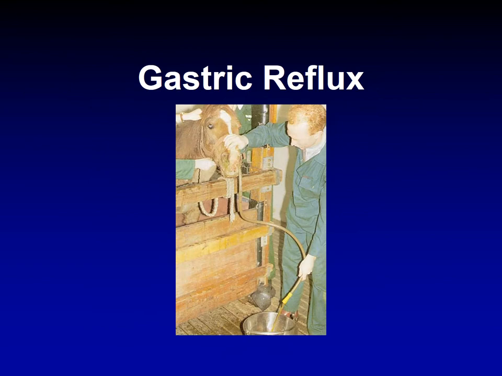One of the procedures that we need to remember is to do a gastric reflux, to basically intubate the horse. So pass a nasogastric tube all the way to the stomach and try to get some of the stomach contents, so you can test them to see if they are acidic, hyperacidic, alkaline, things like that, to tell you the status of the gastrointestinal tract, especially the stomach and the upper intestine.